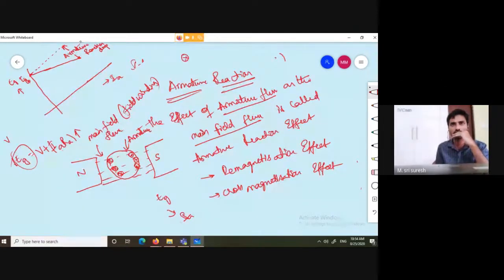A cross indicates inward current, that means the current is passing into the conductor. And a dot indicates outward current, that means the current is coming out of the conductor. That is the direction of current. Now we can represent the flux direction according to the current direction by using the right hand thumb rule.